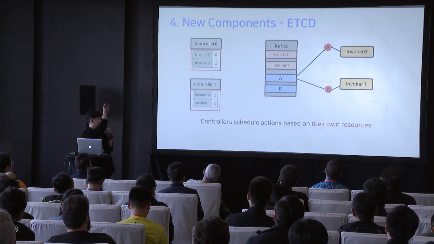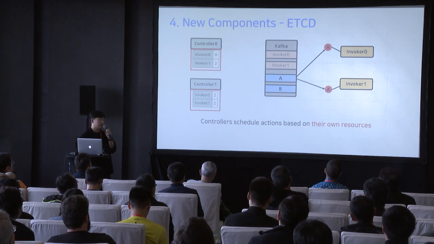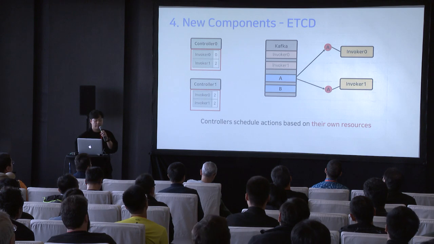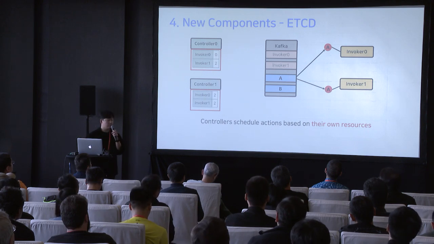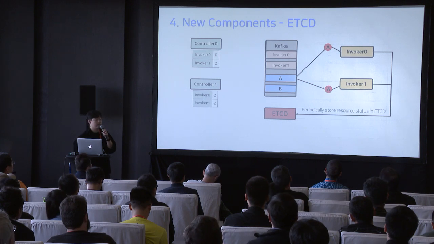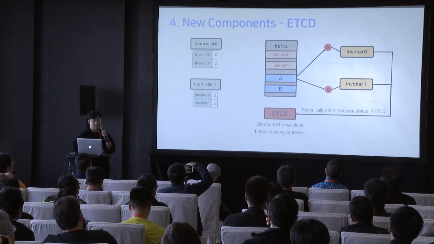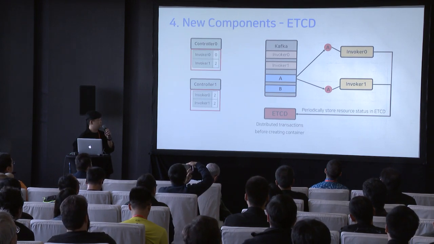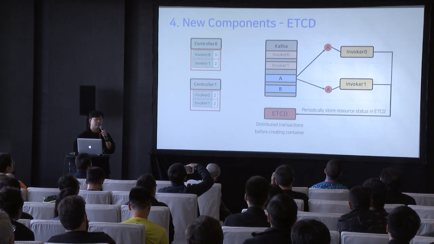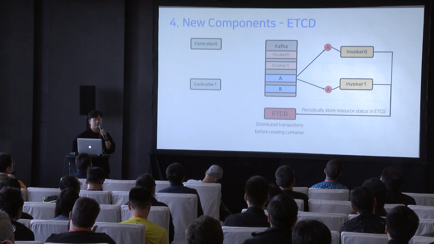And next one is a new component. Previously, controllers had to schedule actions based on their own resources. Now, each invoker periodically stores its resource status in etcd, and we introduce distributed transactions before creating containers. So with this, we could get rid of these fragmented controller resources on the control side, and we could manage our resources globally.